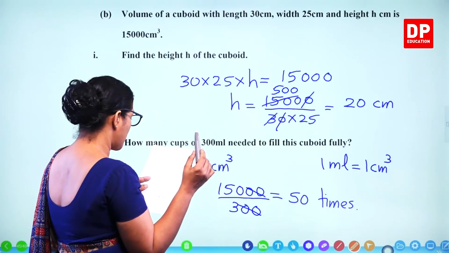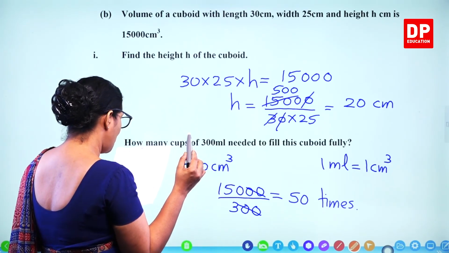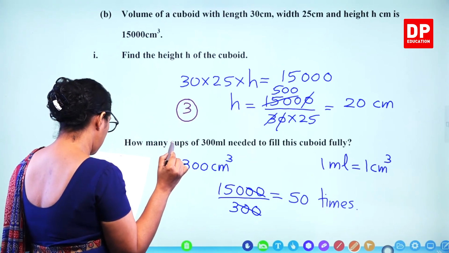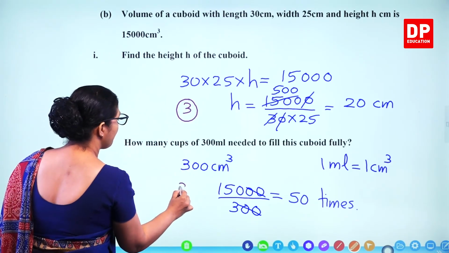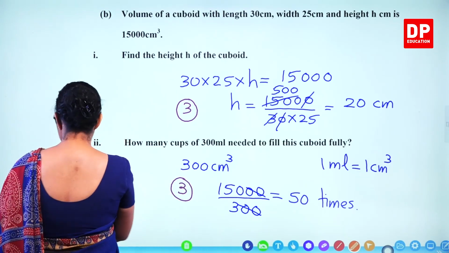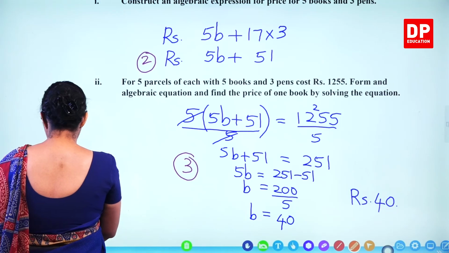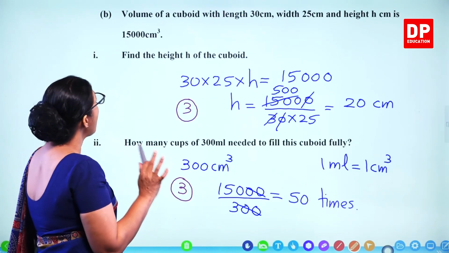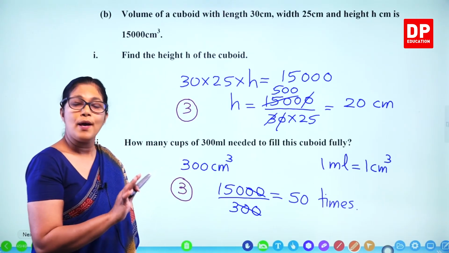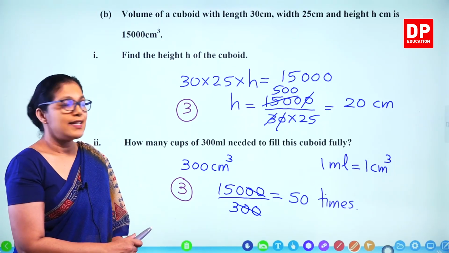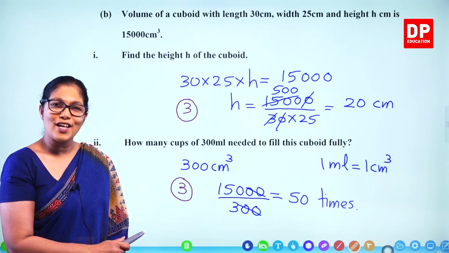How many marks? You are getting 3 marks for this part and 3 marks for this. So 3 and 3 is 6 and we gave 5 altogether, 11 marks. So that's the last question in this paper. Make sure that you do all the questions and watch my video to check your answers.